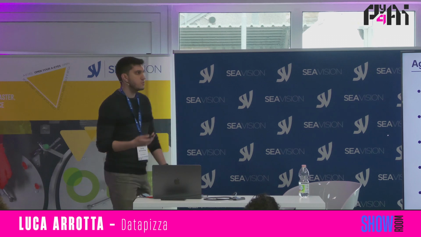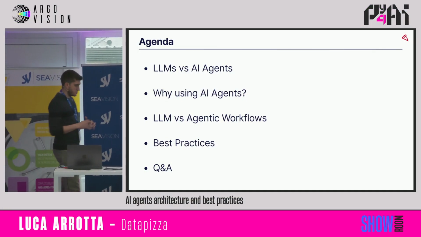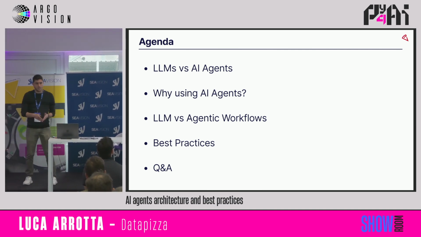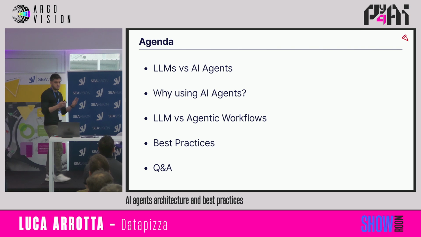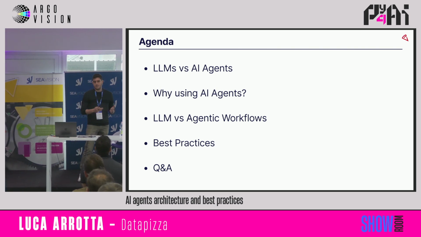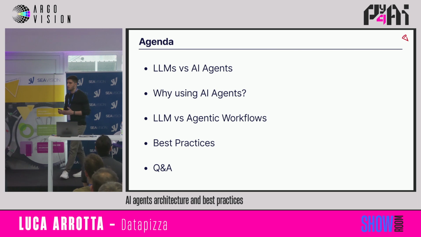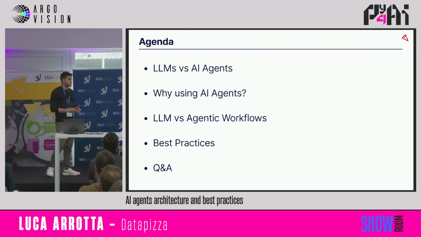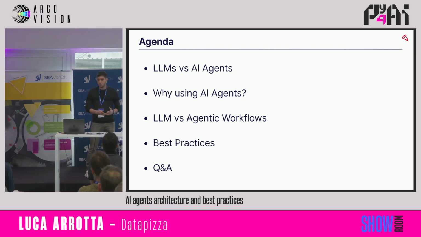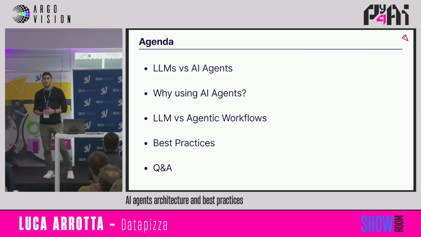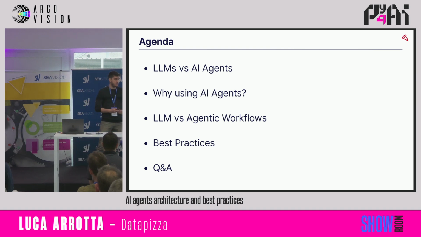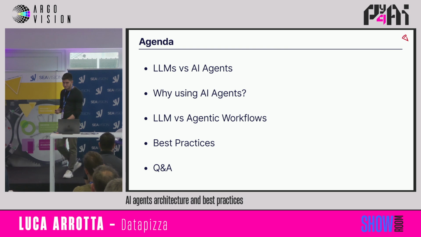This is the agenda. Just so that everyone is aligned, we will see the difference between a large language model and an AI agent. I'm sure that all of you know this. Then we will see which use cases we can consider when we build something based on AI agents. Then we'll see the difference between agentic workflows and workflows based on just LLM API calls. And then we'll see a sequence of best practices.